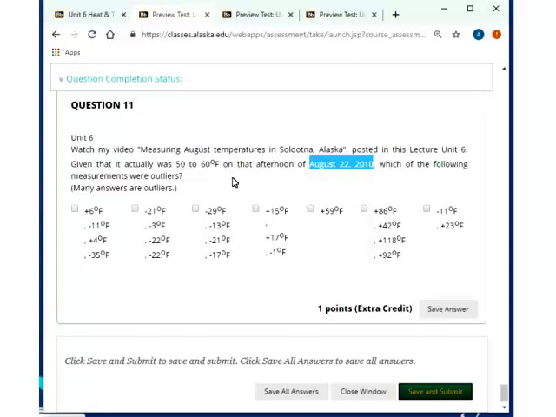And you know, in August 2010, even in Soldotna, Alaska, oh, you know, it was -13 or -35 Fahrenheit, and it also was not 118 Fahrenheit. Which of the following measurements are outliers? Well, they're all outliers except this one. It really was a nice, comfortable 59 on that particular day. So you pretty much have to check all of them, but just for fun, watch that video as well.